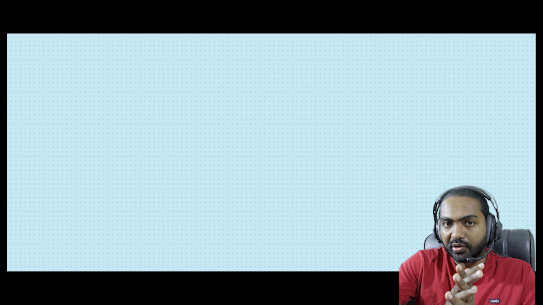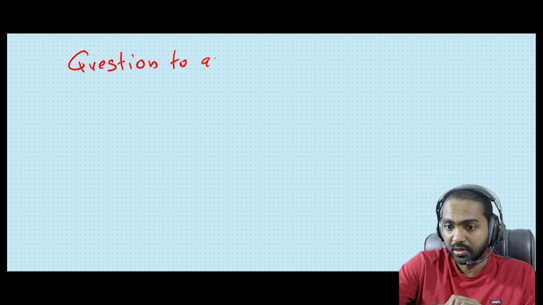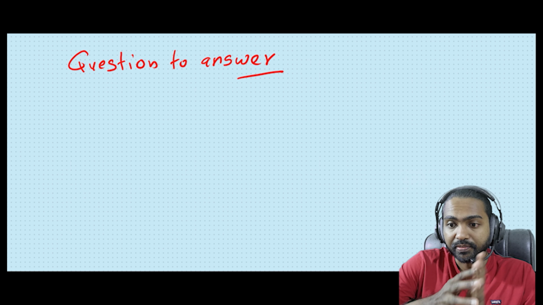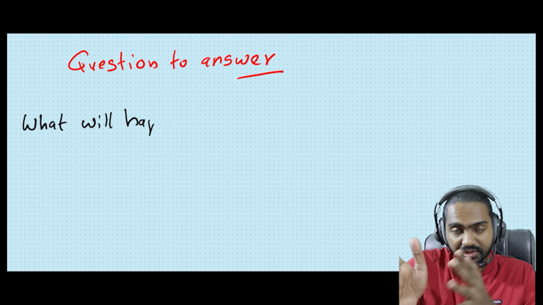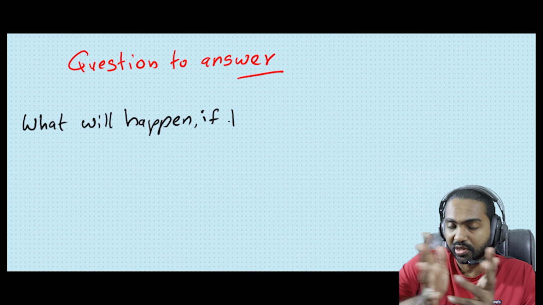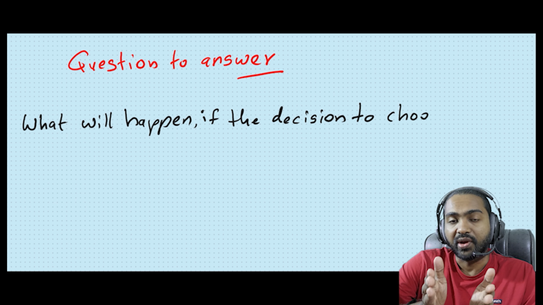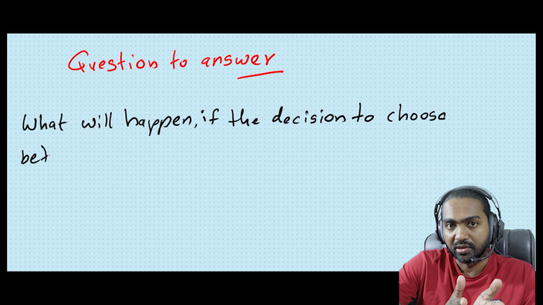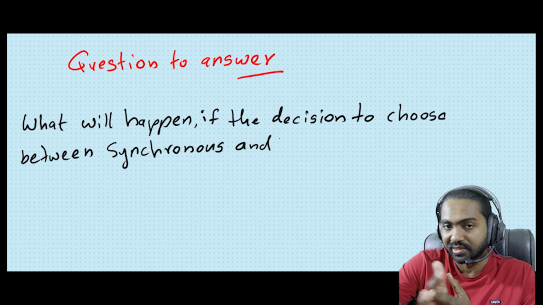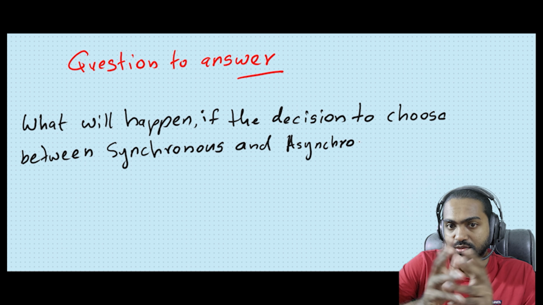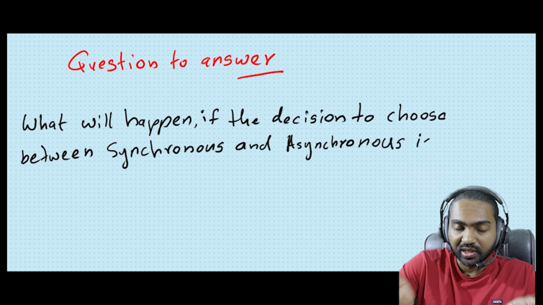Okay. I would like to ask you a question from today's video. So we talked about the scenarios where we need to pick synchronous and asynchronous communication. So my question is, what will happen if an incorrect decision is made on selecting the communication type, either synchronous or asynchronous communication? So what will be your answer? Leave it in the comment section.